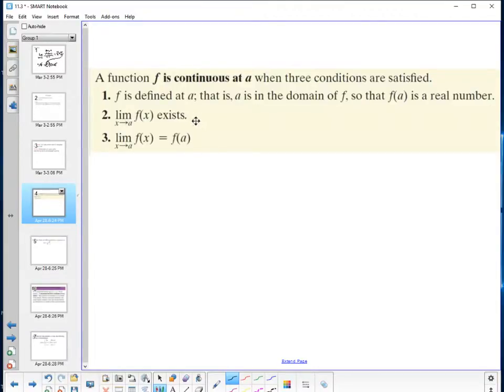And you can test it by taking a look at, first of all, if the limit is there towards that value, so what you're approaching, and then what it actually is when you get there are all the same thing, right?